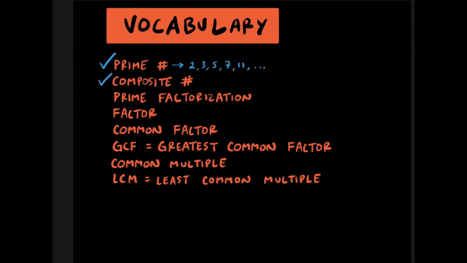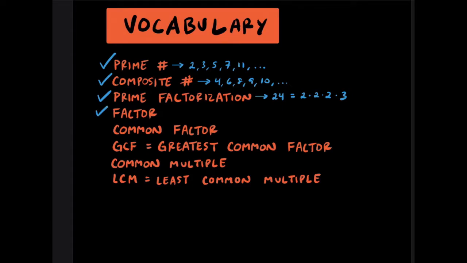Similarly, I'll be referring to composite numbers. Some common composite numbers are 4, 6, 8, 9, and 10. Remember, all composite numbers can be broken down into prime numbers. We'll be talking about prime factorizations. Remember, prime factorizations are just the multiplication sentences of prime numbers that equal the original number. The prime factorization for 24 would be 2 times 2 times 2 times 3. 2 and 3 are prime numbers, and the product of all of these numbers gets us 24.